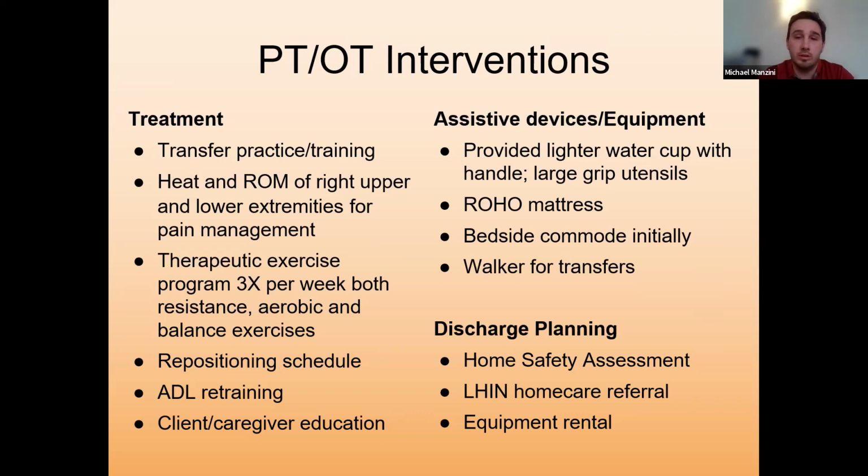And I think Sarah will talk a bit about our discharge planning, which can often involve a home safety assessment, a LIN home care referral, and identifying the equipment he needs. So I think next slide.